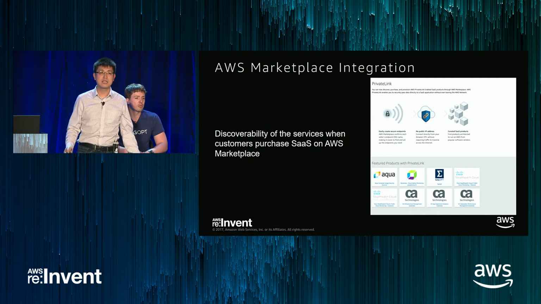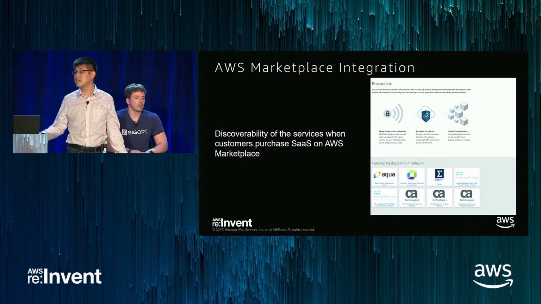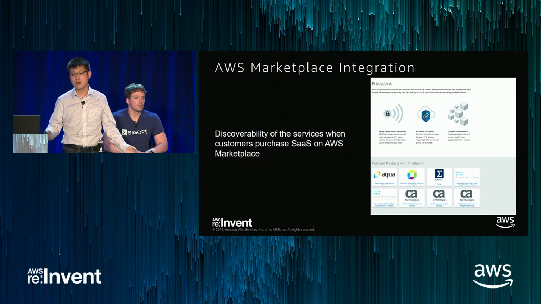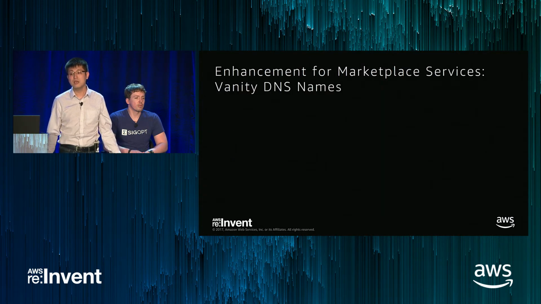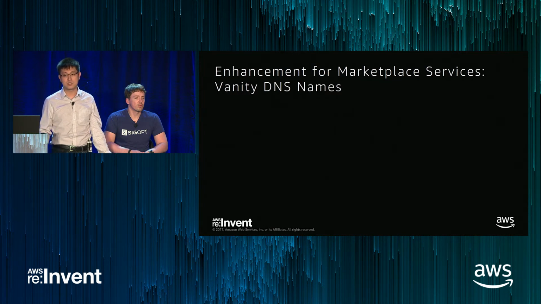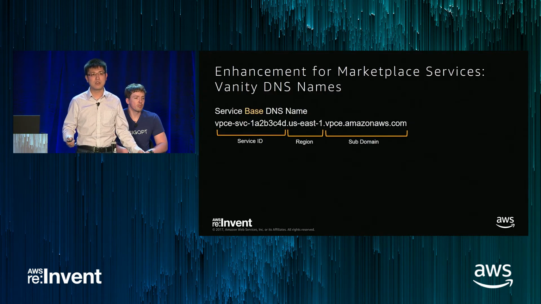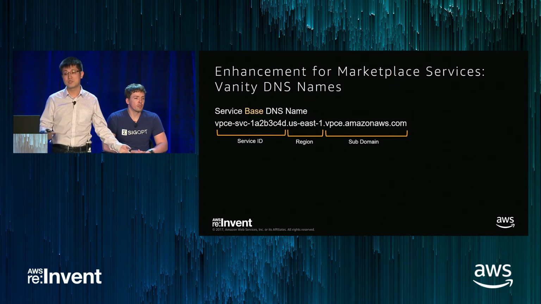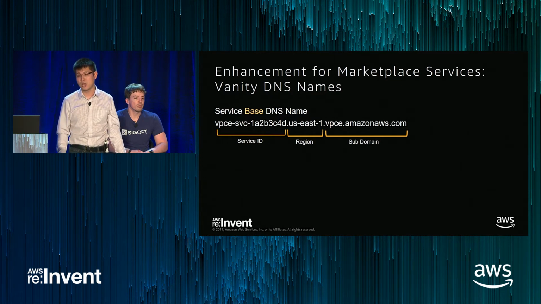PrivateLink is deeply integrated with AWS Marketplace. As you can see here, you will have great discoverability on Marketplace and see which services are available over there that support PrivateLink. Another add-on benefit when you onboard the service to Marketplace is we will support vanity DNS names. So here's the base DNS name if you just set up a service yourself as a customer-hosted service. You will have the service ID, you will have the region, and you will have the subdomain that's underneath amazonaws.com.